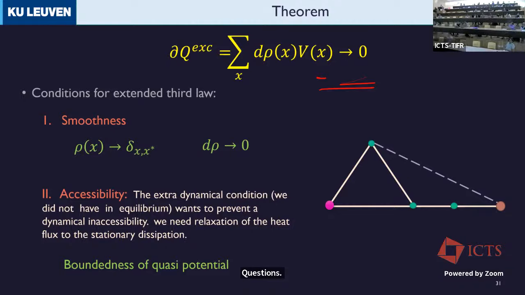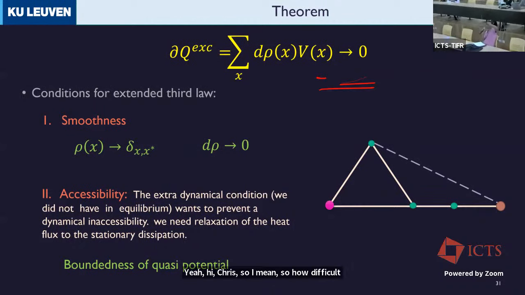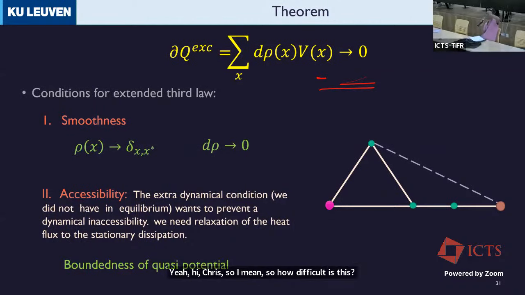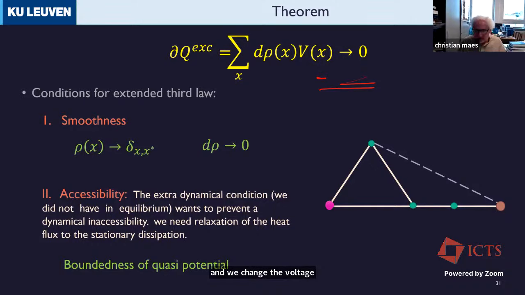Hi, Chris. So how difficult is this, I mean, to measure this excess heat experiment in an experiment with, let's say, just electrical current, and we change the voltage? Well, you see, I have not been discussing in my talk how you measure that, because I have somehow given the mathematical framework with the quasi-potential.